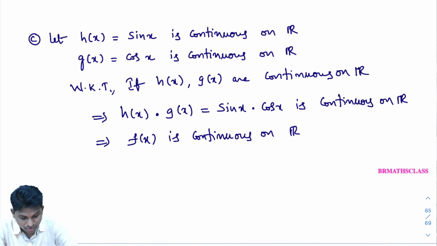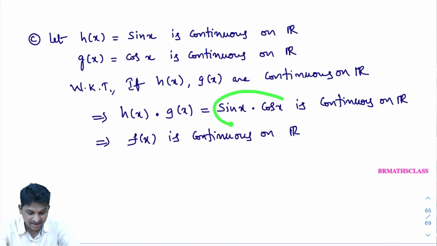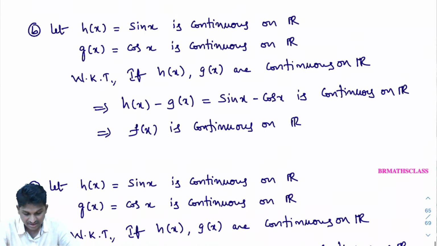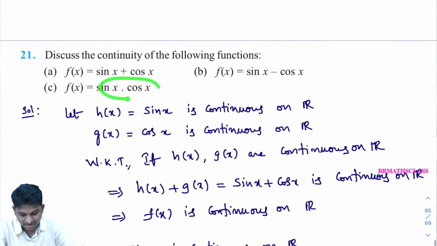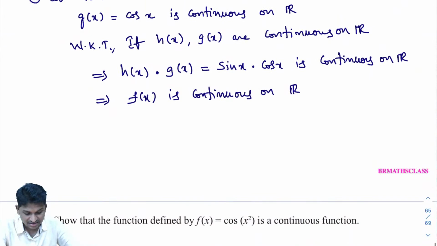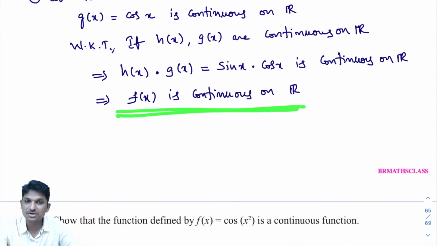h of x into g of x, that is sin x into cos x, sin x into cos x is continuous on all real numbers. Okay, so in this third bit, sin x into cos x is given as f of x. You observe here in this third bit, what is sin x into cos x? They given it as f of x. So what you got here, this is continuous on all real numbers.